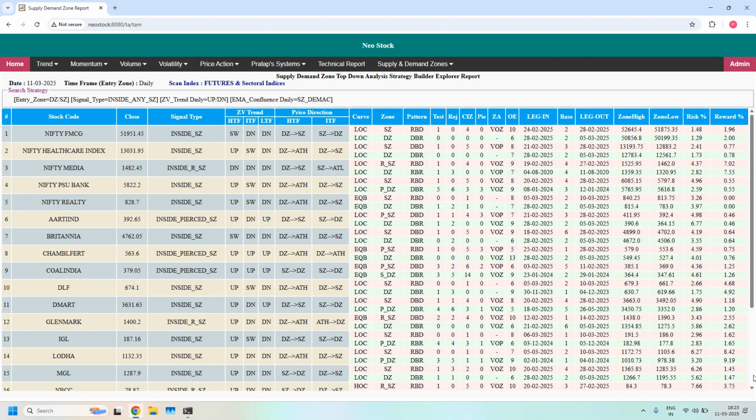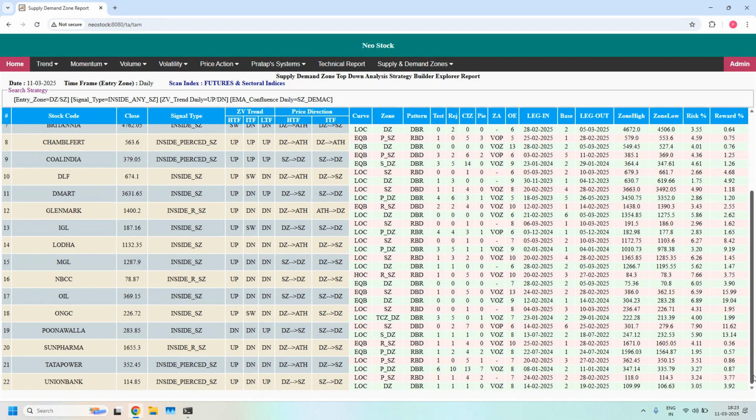I'm scrolling the list down. So total 22 stocks are filtered. These 22 daily supply zones are having daily EMA Confluence, and also current price closed inside the daily supply zone. All daily supply zones are having daily EMA confluence. Okay, this is about the daily time frame.